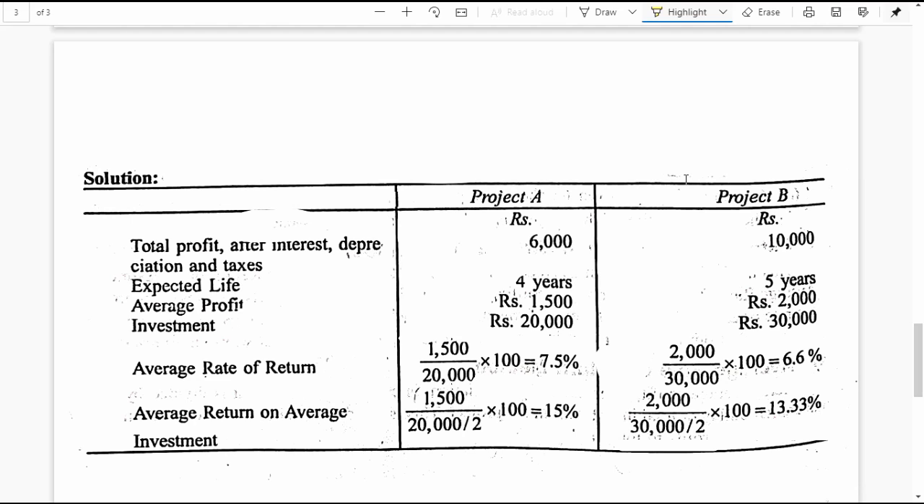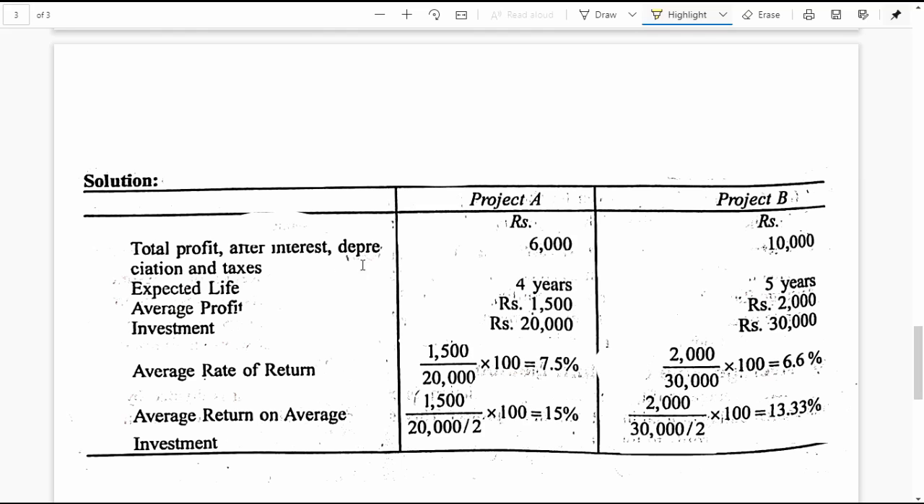making use of the accounting rate of return method based on original investment and based on average investment. Now, total profit after interest, depreciation and taxes for project A is 6,000 and for project B 10,000, as given in the problem. Lifetime is 4 years for A, 5 years for B.